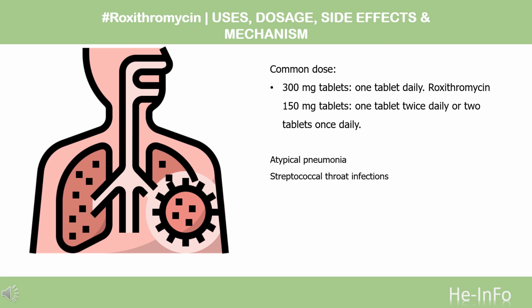For atypical pneumonia, the recommended dosage is 150 mg twice daily. The usual duration of treatment is 5 to 10 days, depending on the indication and clinical response. Streptococcal throat infections require at least 10 days of therapy. A small proportion of patients with non-gonococcal genital infections may require 20 days for complete cure.